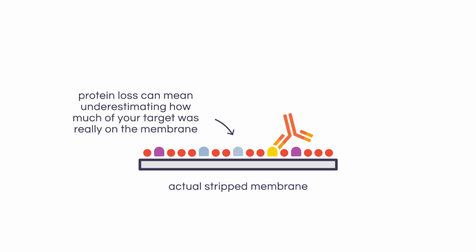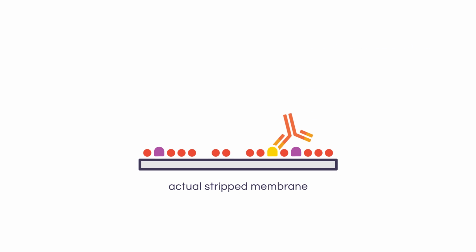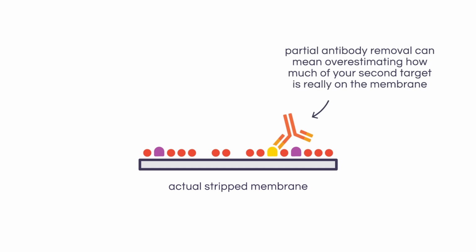If you lose the proteins that were on the membrane, when you try and probe for your second target of interest, you will be underestimating how much of that target was really on the membrane. On the other hand, if your primary antibody is not fully removed from that membrane, you may end up overestimating how much of that second target of interest really is on the membrane, since the signal from the first target is still going to be there.